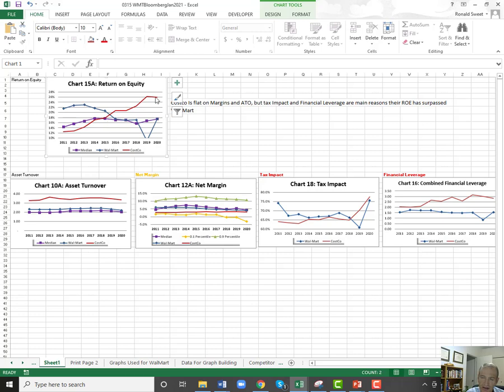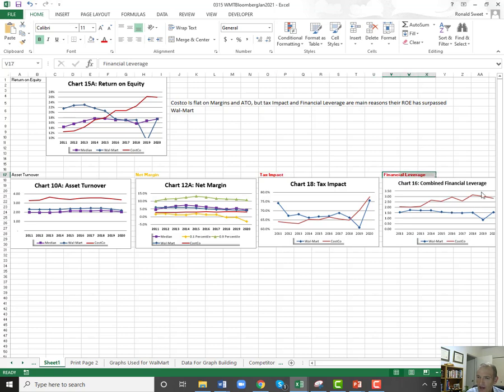So the two things that we don't want to reward management for. First, the tax impact, that's Congress. You thank Congress for that, not management. And financial leverage: yes, higher financial leverage causes ROE to go up, but that's not a good reason for return on equity to go up.